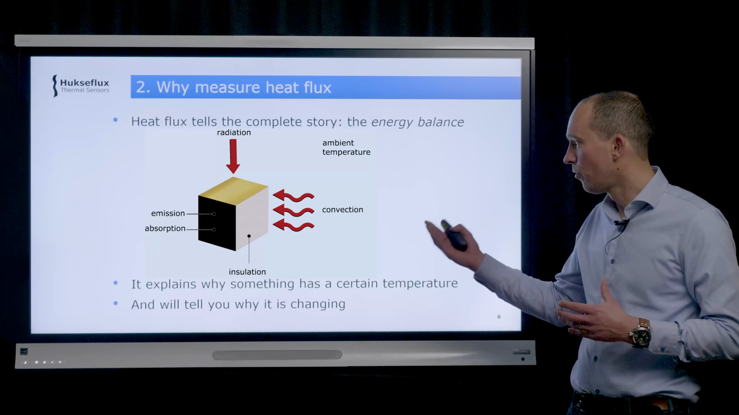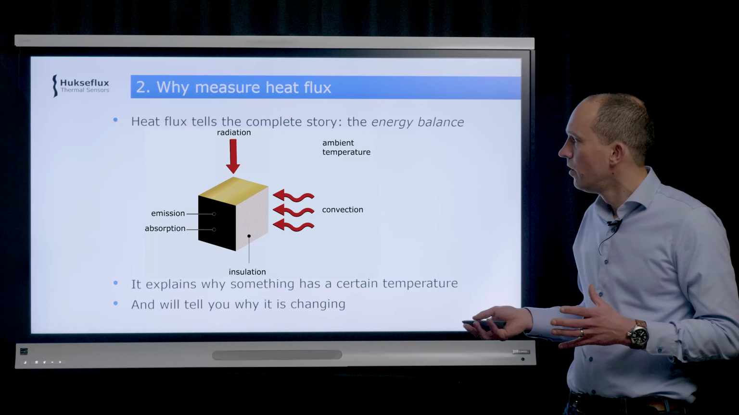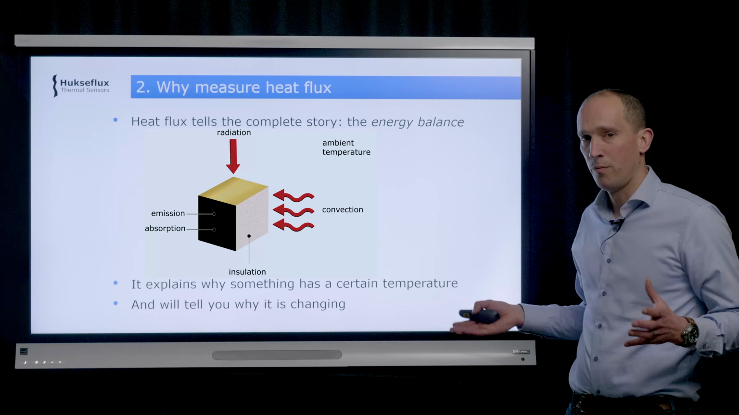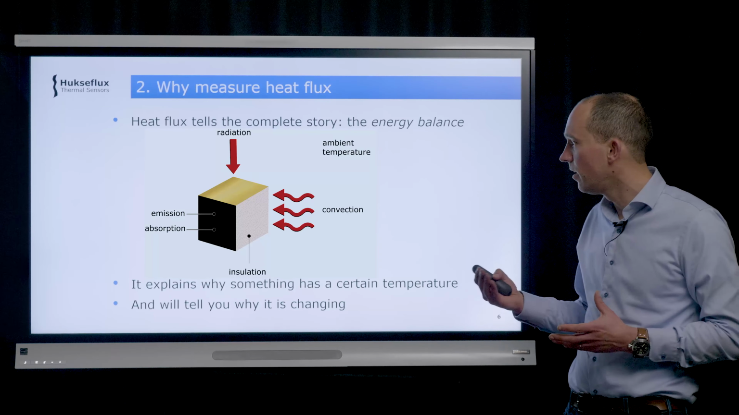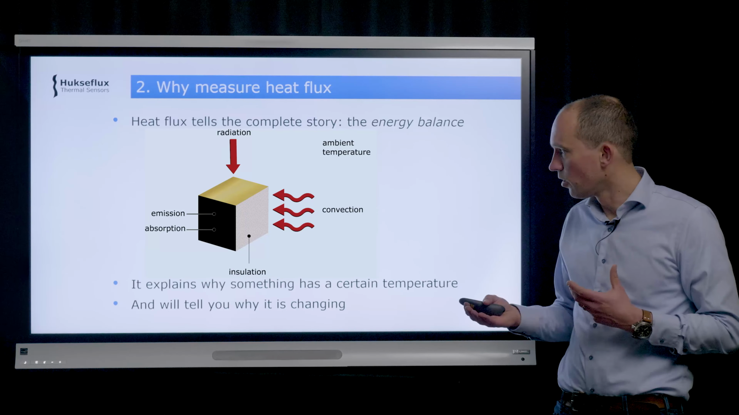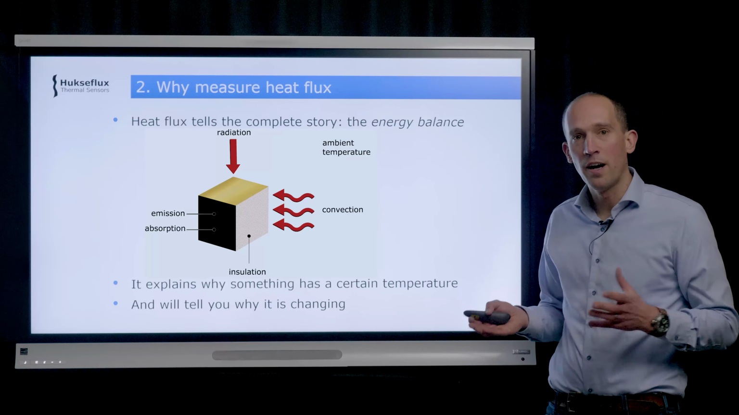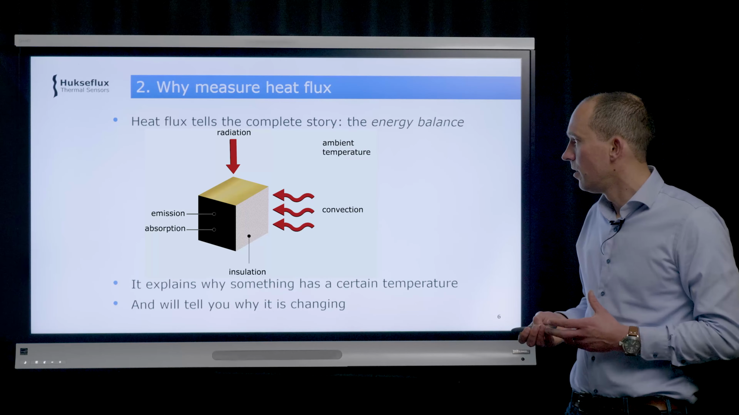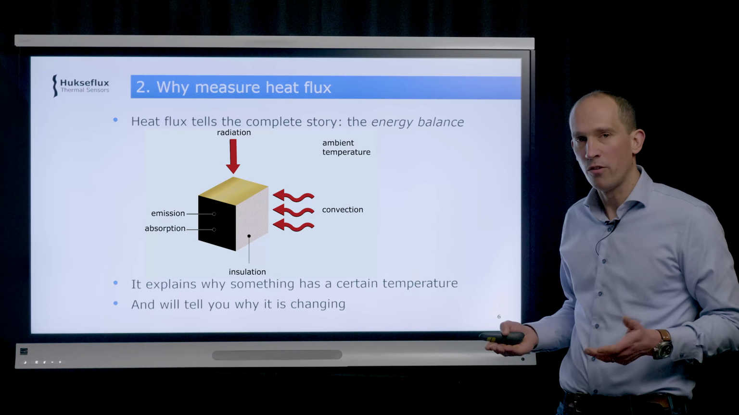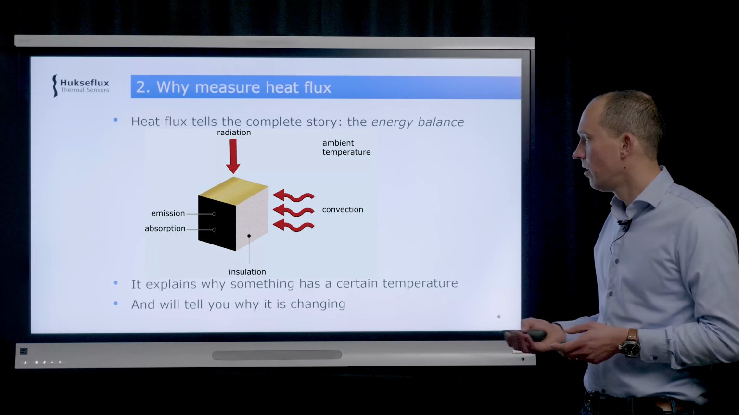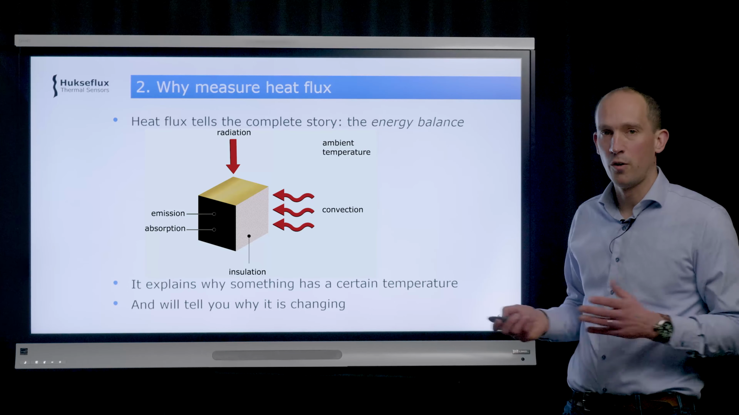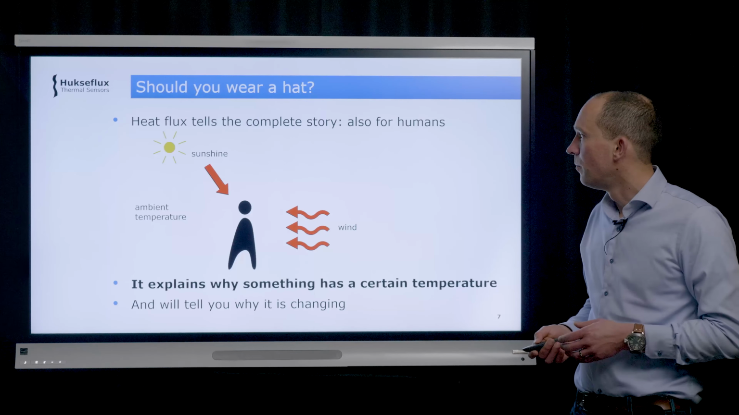So this works in general for this random cube object, where the entire capacity of heat that is flowing, there are many different things going on. There is radiation coming in, there is convection playing a role, the ambient temperature is important. This material is absorbing, it's emitting, it can be isolated or not. If you want to know what the temperature of this object will be, you should measure the heat flux. If you want to understand why this temperature is changing, you should also be measuring heat flux. And this works basically for everything you can imagine. So heat flux tells a complete story.